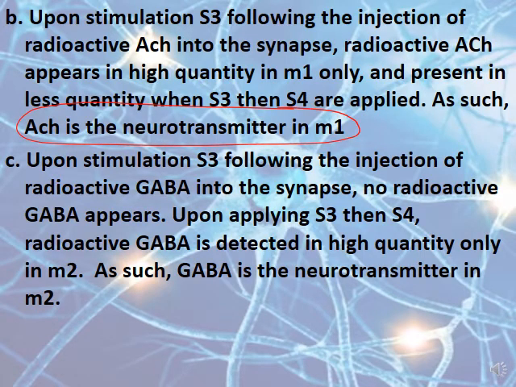While after applying a stimulation S3 following the injection of radioactive gamma aminobutyric acid into the synapse, no radioactive gamma aminobutyric acid appears. So upon applying S3 then S4, GABA is detected in high quantity only in M2. As such, GABA is the neurotransmitter in M2.